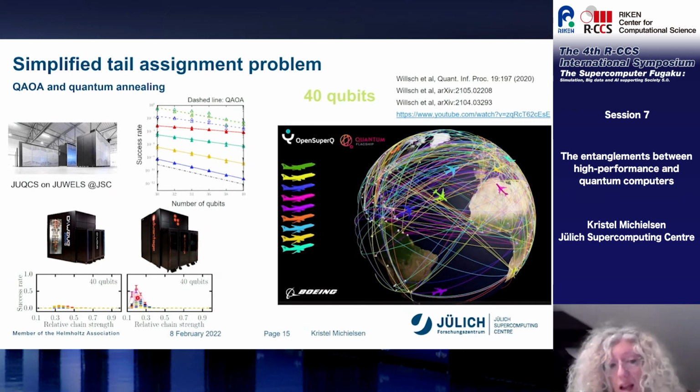Just like the previous speaker indicated, also for this type of problem, the quantum annealer performs much better than the quantum approximate optimization algorithm carried out on an ideal gate-based quantum computer, namely the one that has been simulated on a supercomputer.